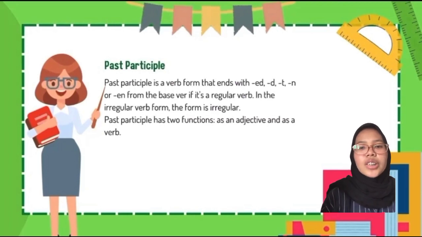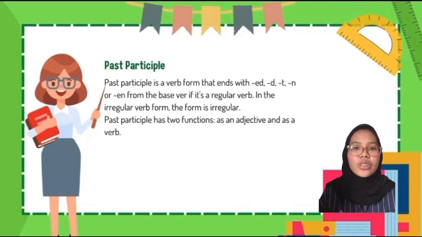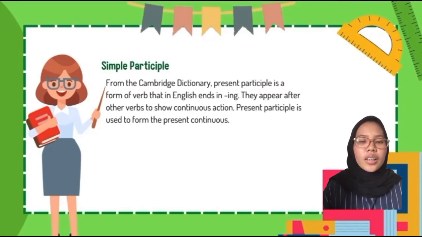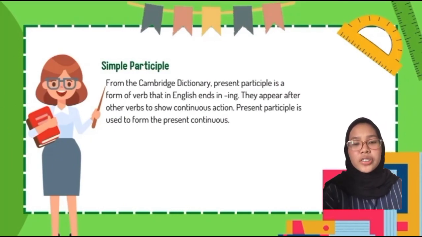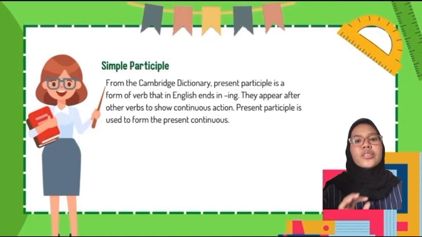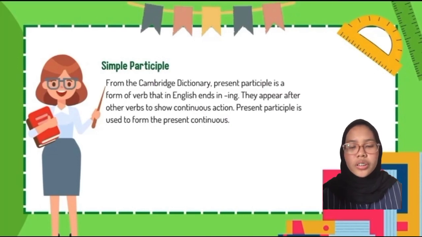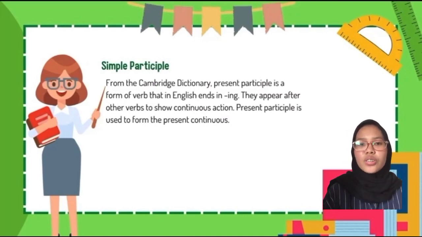After we know the definition of past participle, we have to know the definition of present participle. From the Cambridge Dictionary, present participle is a form of verb that in English ends in -ing. They appear after other verbs to show continuous action. Present participle is used to form the present continuous.